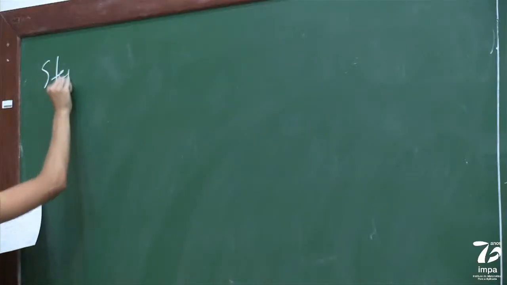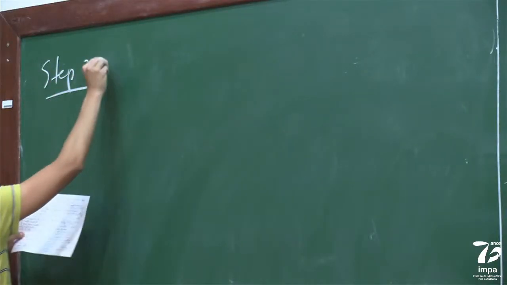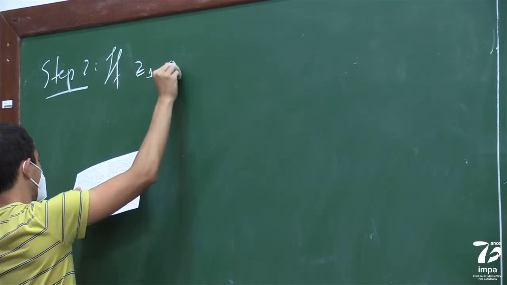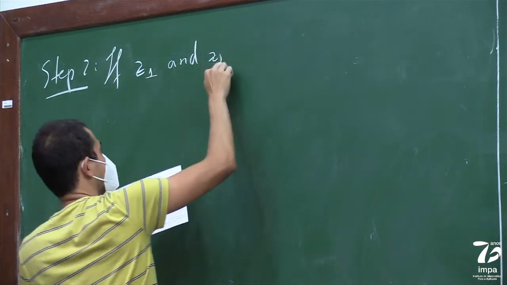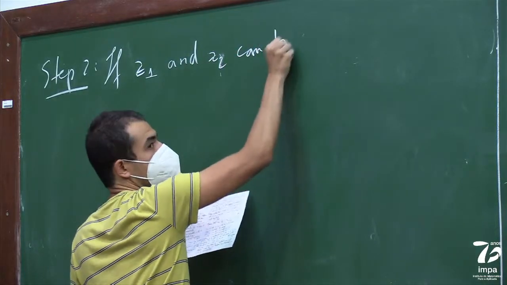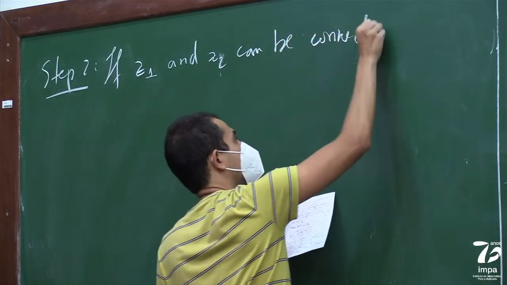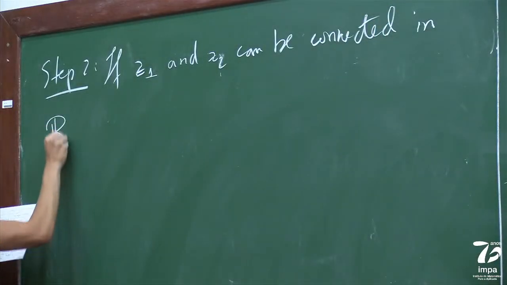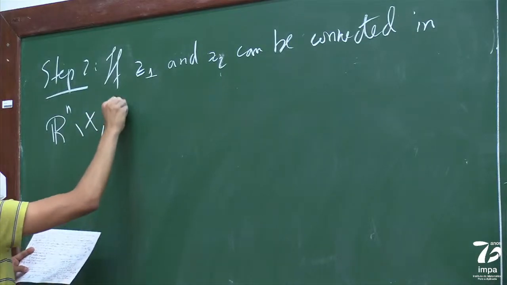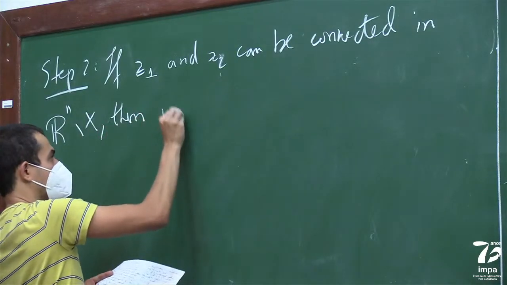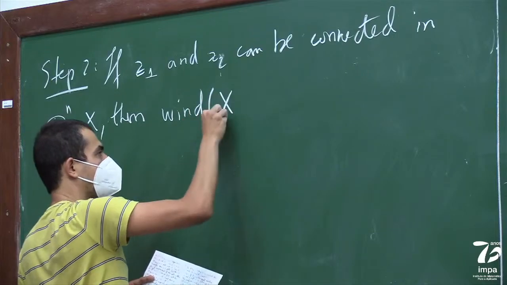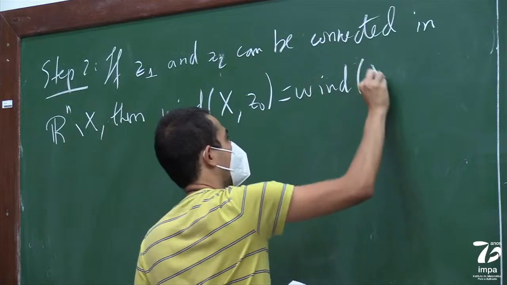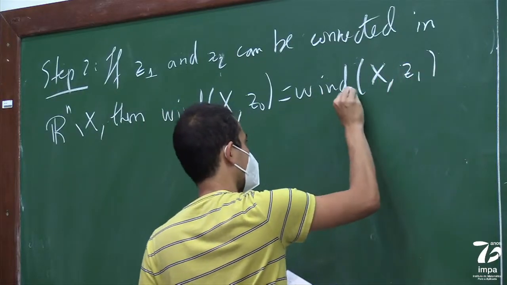So step 2 is if z1 and z2 can be connected in the complement of x, then the winding number of x with respect to z0 is equal to the winding number of x with respect to z1, mod 2.